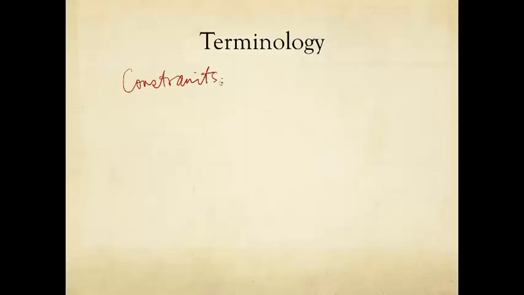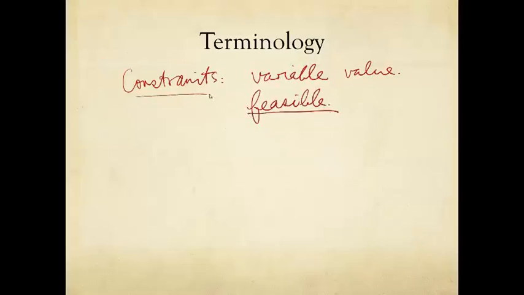Now, we have seen that optimization problems have constraints. And we say that a variable picking certain numerical value gives you a feasible solution if it satisfies all the constraints at the same time. And if this problem has no feasible solution, then we say the optimization problem itself is infeasible.